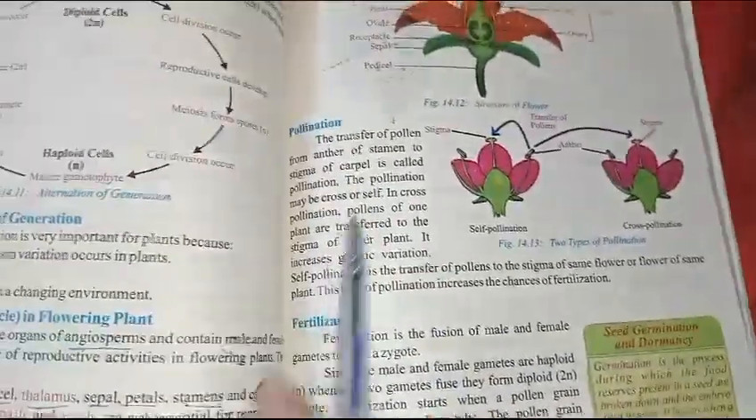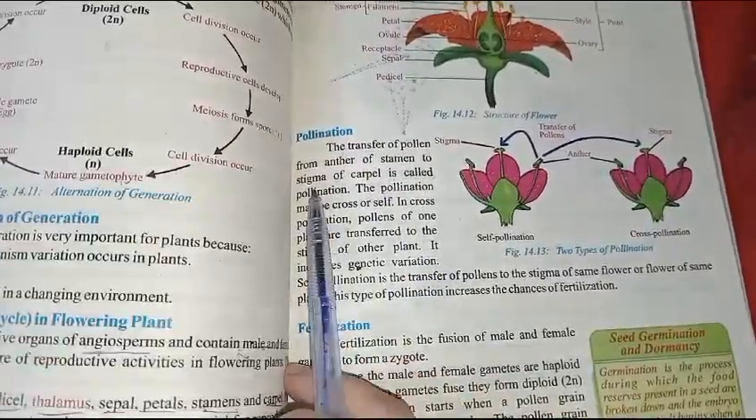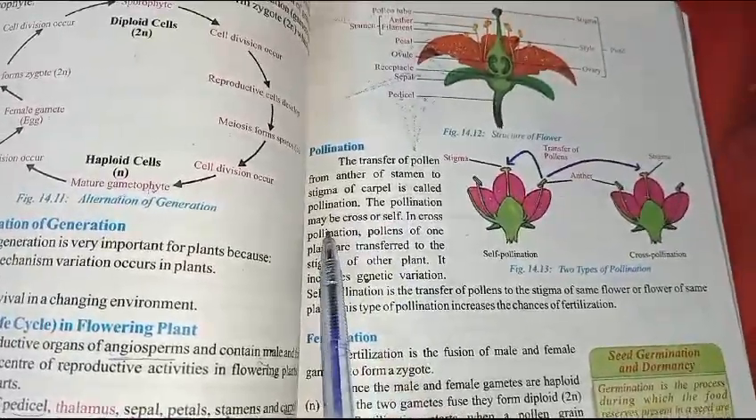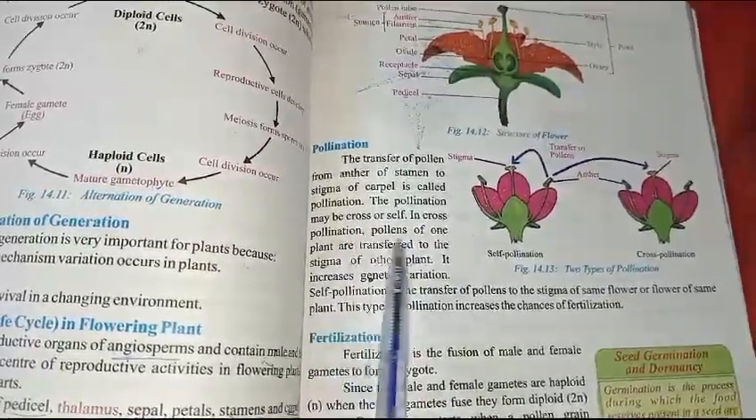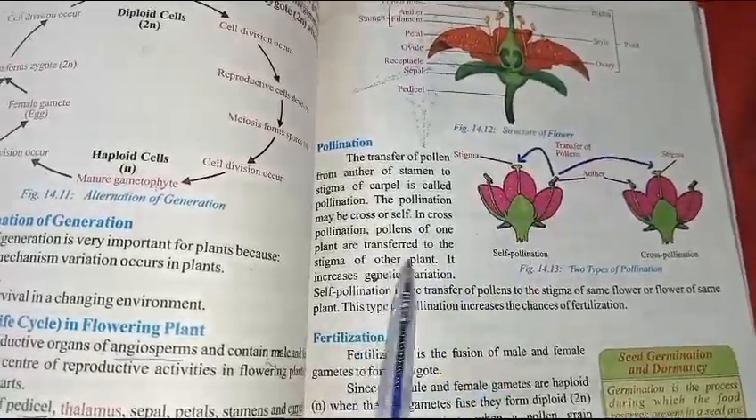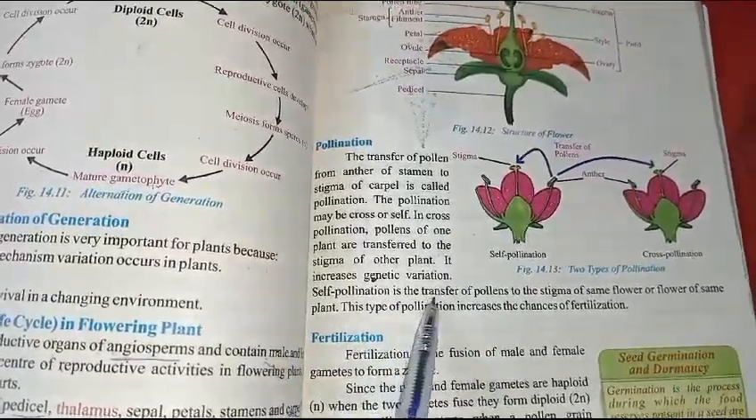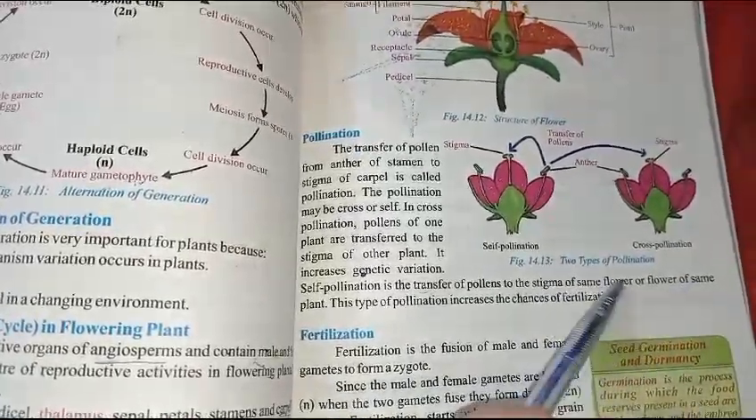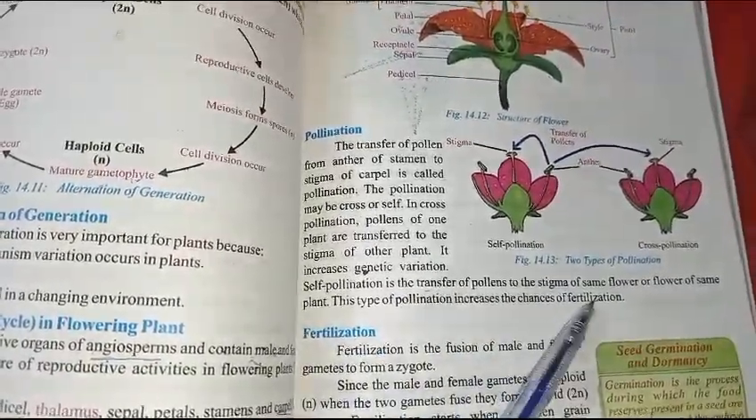Pollination: the transfer of pollen from the anther of the stamen to the stigma of the carpel is called pollination. Pollination may be cross or self. In cross pollination, pollen of one plant is transferred to the stigma of another plant. It increases genetic variation. Self-pollination is the transfer of pollen to the stigma of the same flower or a flower of the same plant. This type of pollination increases the chance of fertilization.